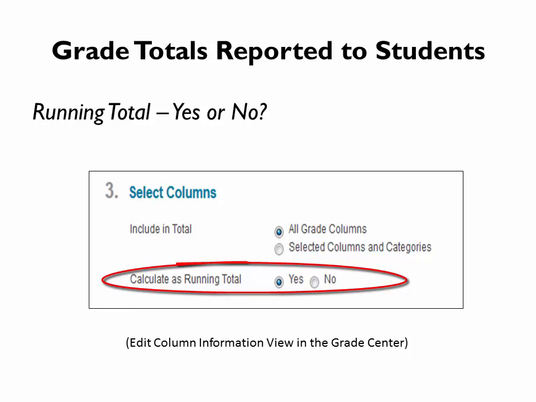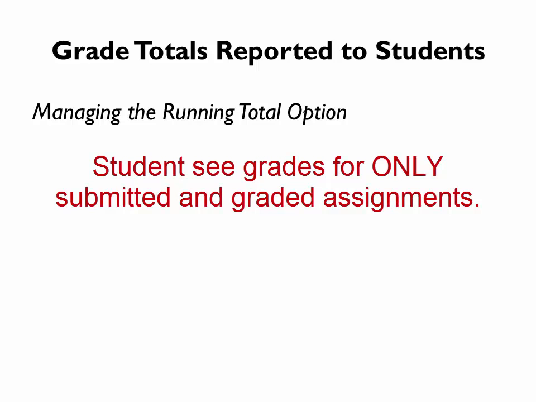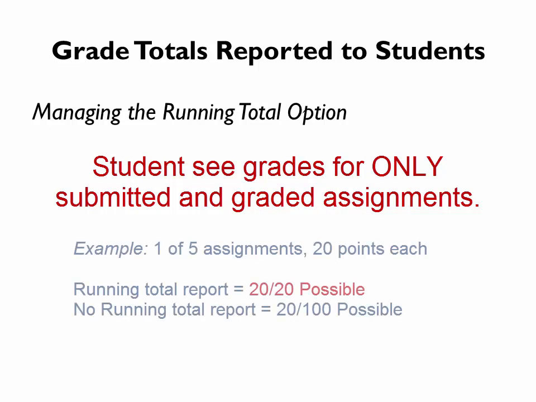Let's discuss this option first because it directly impacts how the grade total for students is calculated and displayed in My Grades. If a calculated total column is enabled as a running total, then students will only see grade total points based on what they have submitted and what you have graded, which is not necessarily the current total possible. They might be missing or late for one or more assignments. This also means that each student, depending on when they submit assignments or when you update a grade column, might see a different value for the total course points possible.